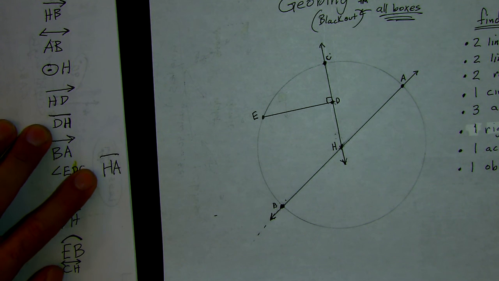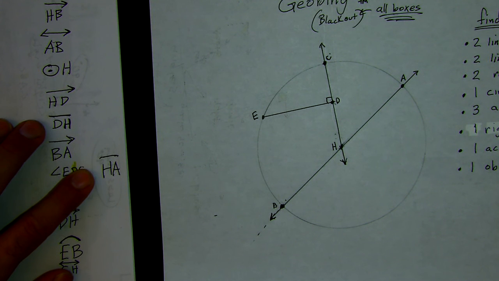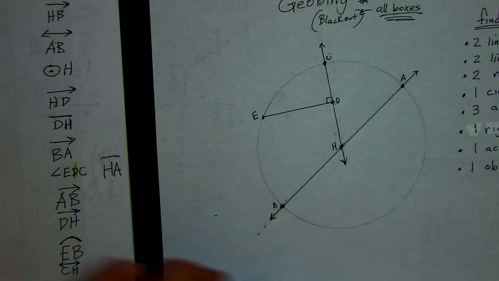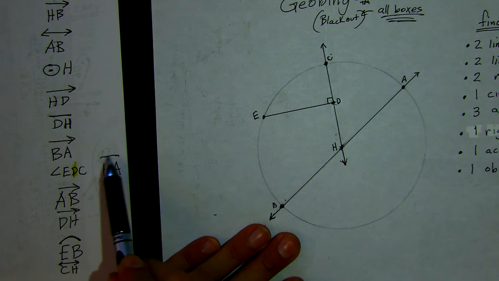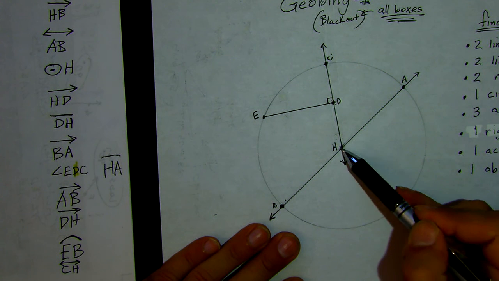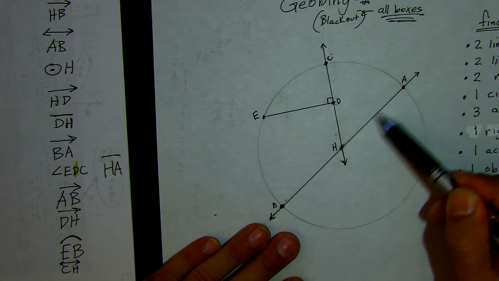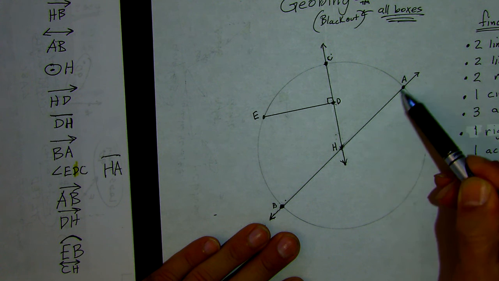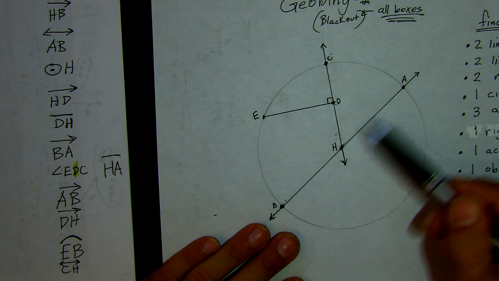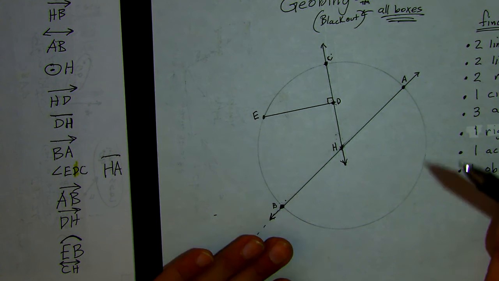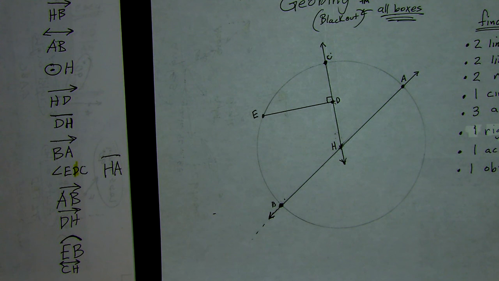Line segment HA. Where is that? Here's H. Line segments have endpoints at H and at A. Here's H. Here's A. This is the line segment HA. What else is that called? Instead of HA, it's AH. HA or AH will work. There we go. Thanks, Kim.